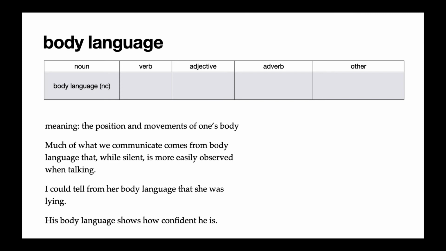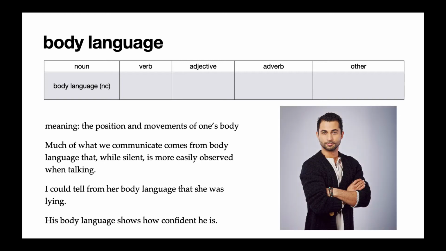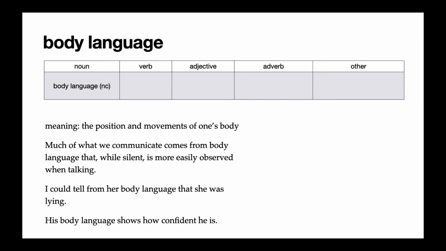But body language doesn't just have to be a movement. It could be the way you hold your body or the way you're sitting or the fact that you're not moving. That's also a type of body language. In our second example, I could tell from her body language that she was lying. And in our third example, his body language shows how confident he is.